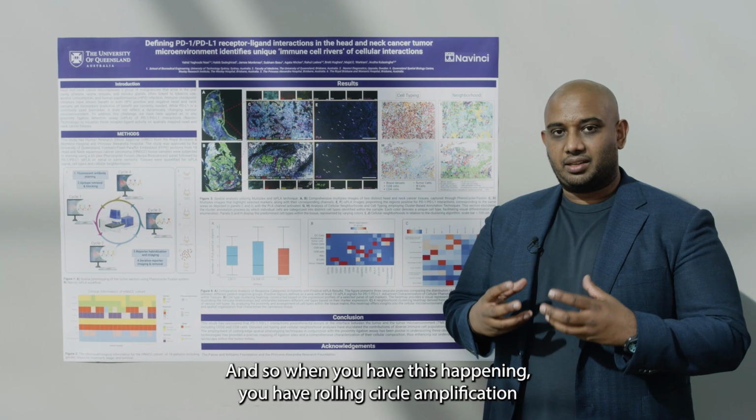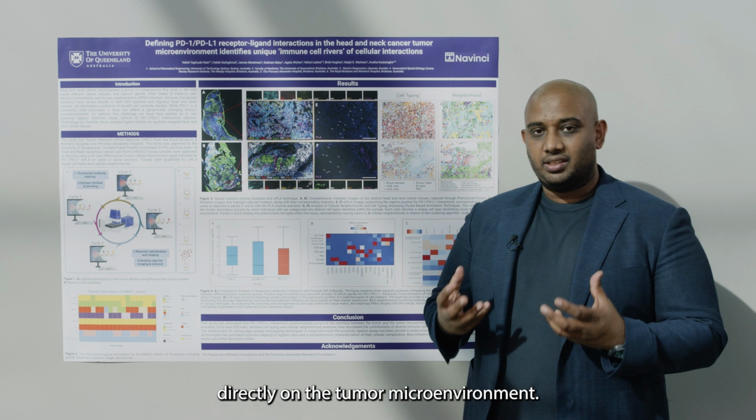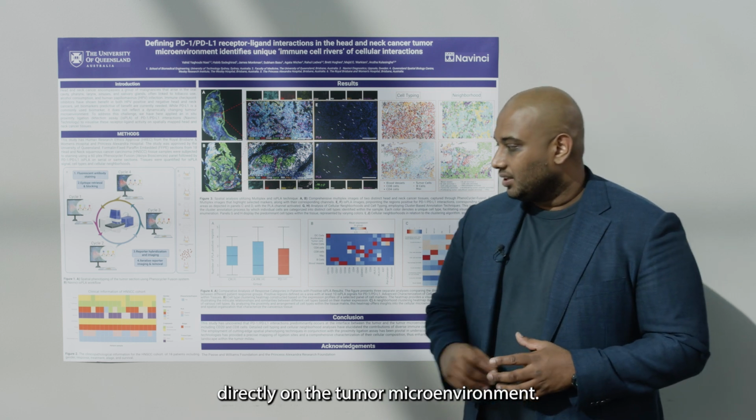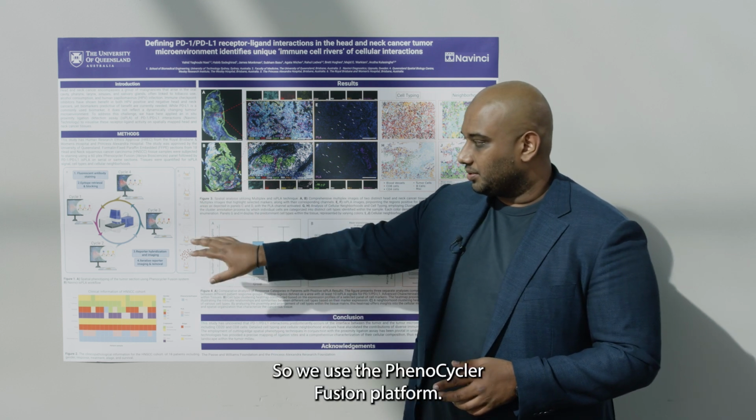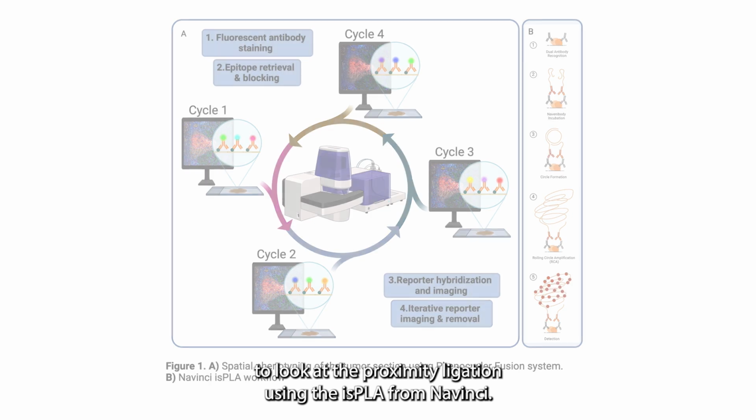When this happens, you have rolling circle amplification and a fluorescent signal that you can visualize directly on the tumor microenvironment. This is some of the workflow. We used a PhenoCycler Fusion platform, and then ran a serial section of that sample to look at the proximity ligation using the ISPLA from Navenci.